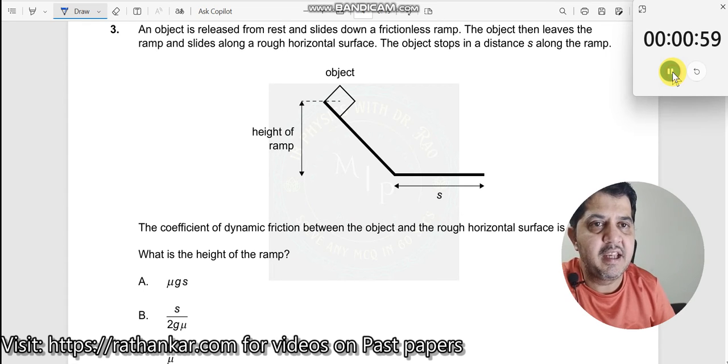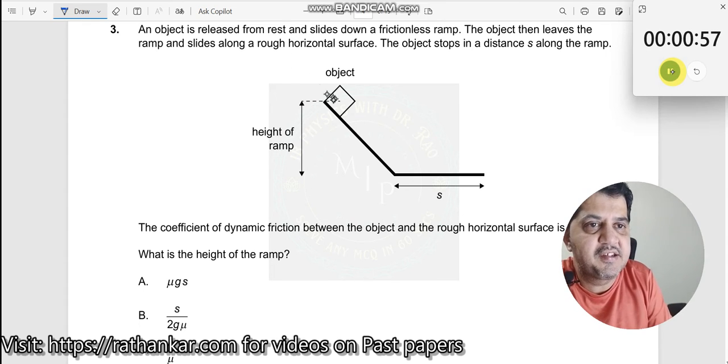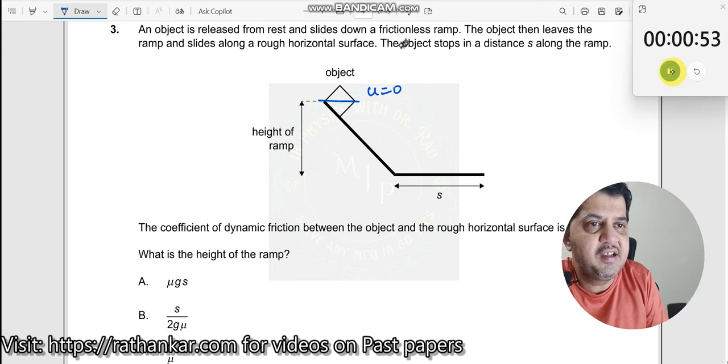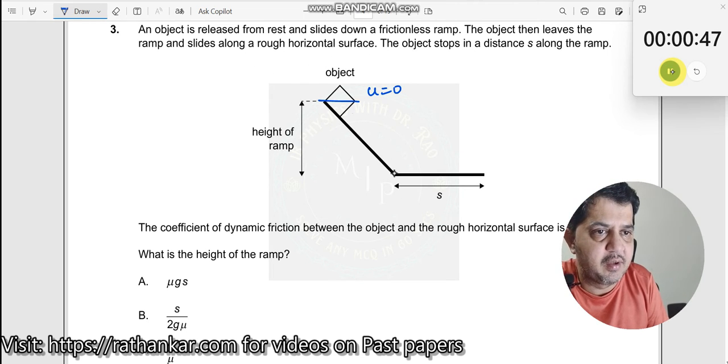Question number 3. An object is released from rest, here u equals 0, and slides down a frictionless ramp. The object then leaves the ramp and slides along a horizontal surface. So it comes all the way over here, and then it starts sliding like this, and it stops here because there is friction. The object stops at a distance s along the surface.